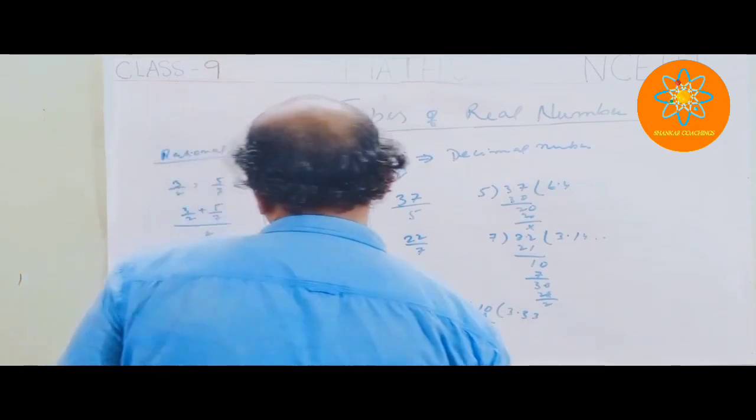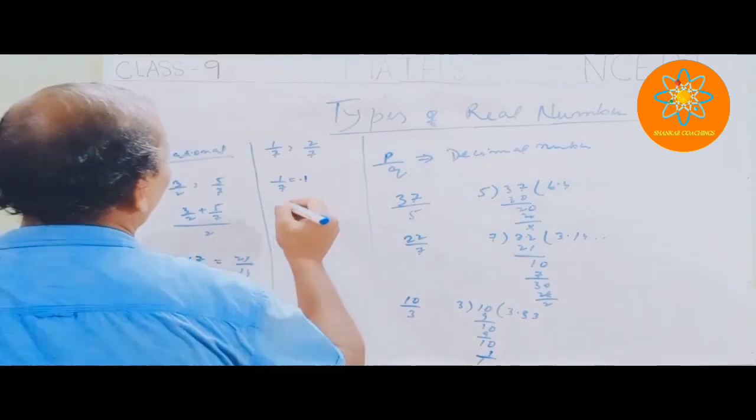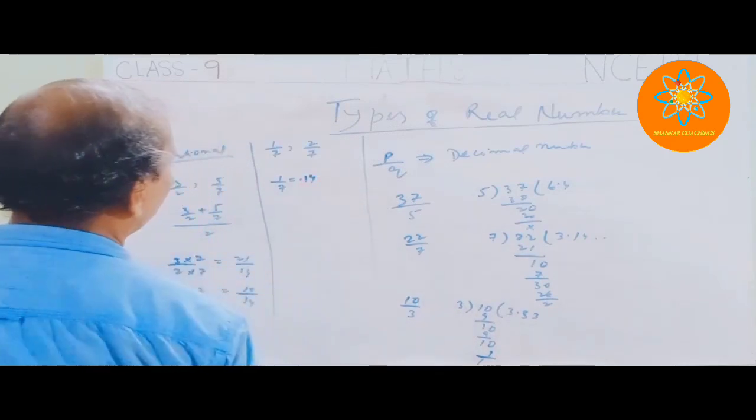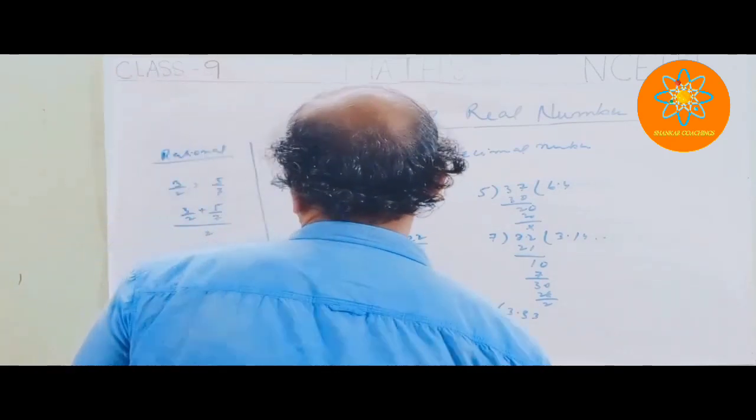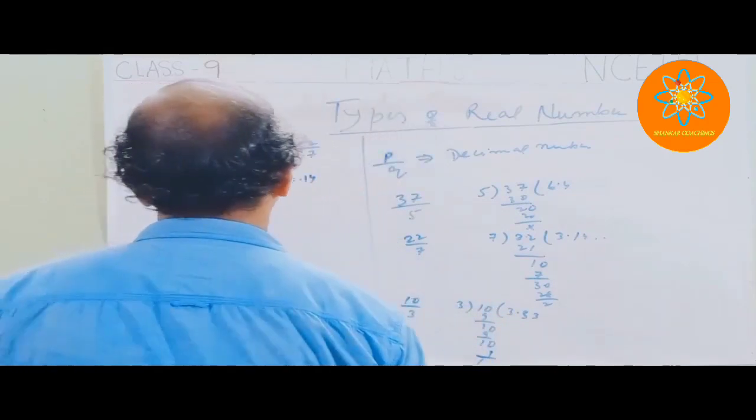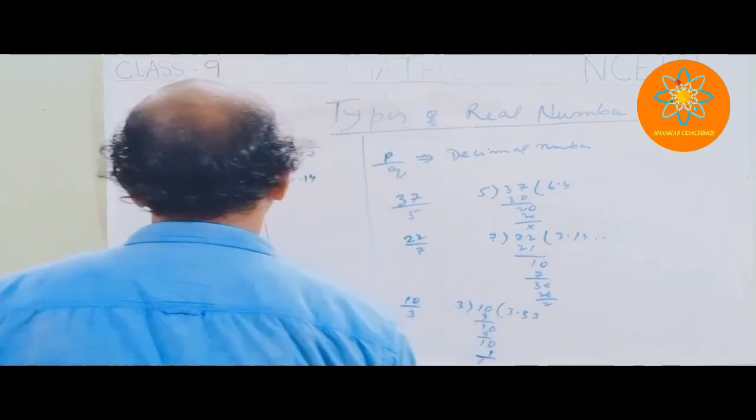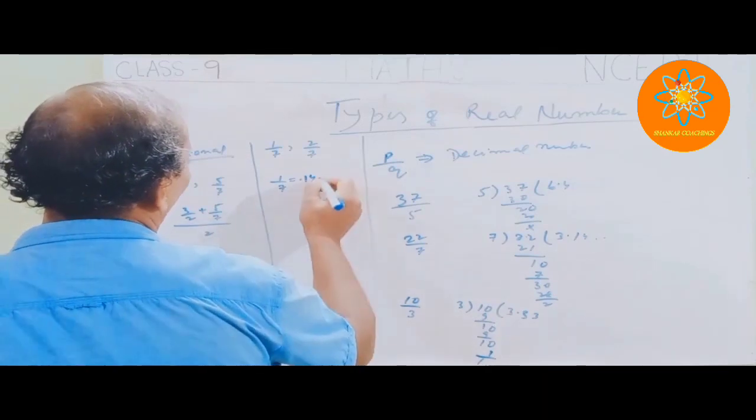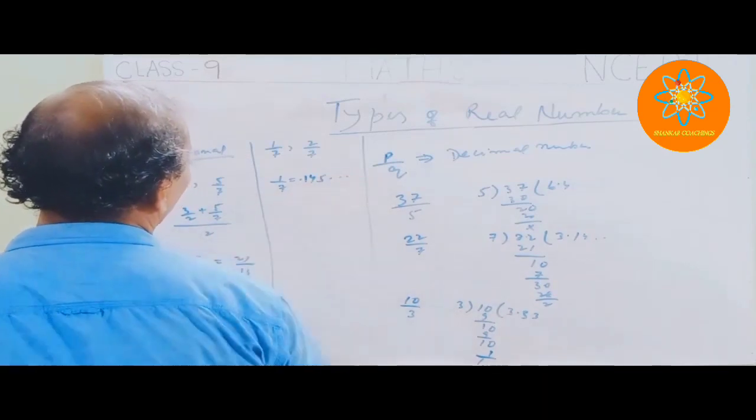0.1, 1, then 4, 0.14, and then how much? 5, 0.15 and so on.